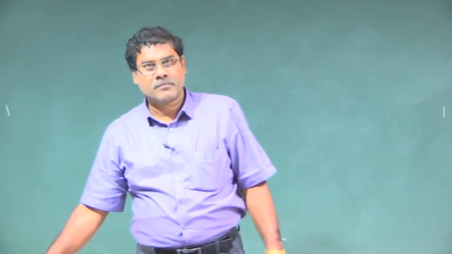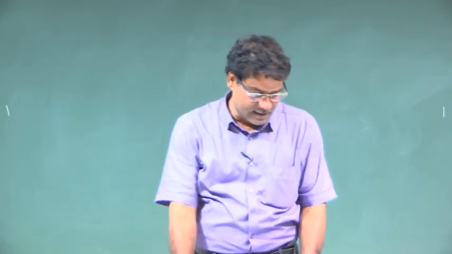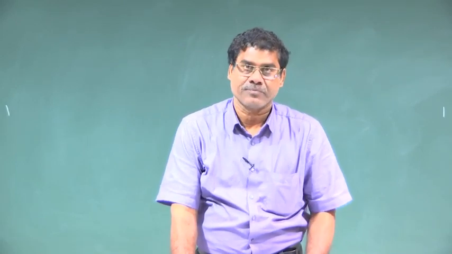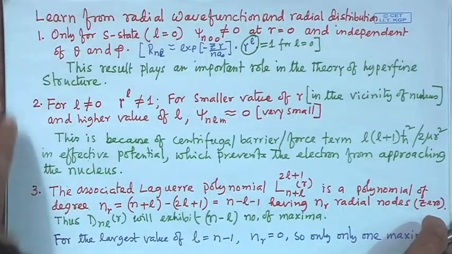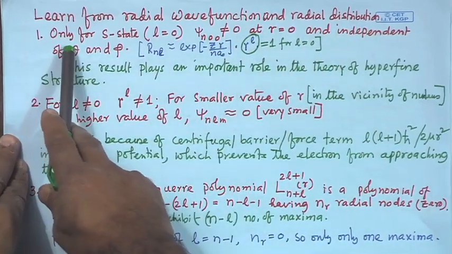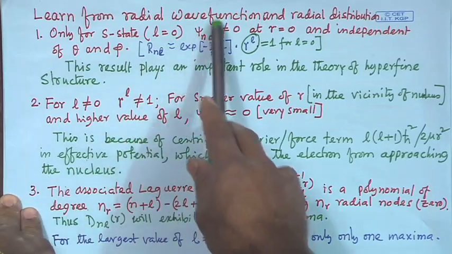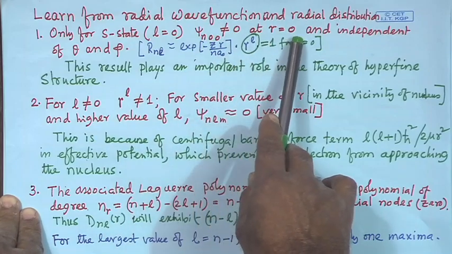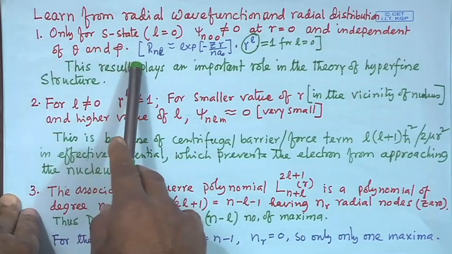So, what we have learned from last class about the radial wave function and radial distribution of hydrogen-like atom. We have learned from the radial wave function and radial distribution that for the s state, meaning L equal to 0, this wave function is not equal to 0 at r equal to 0, and also it is independent of theta and phi, right.